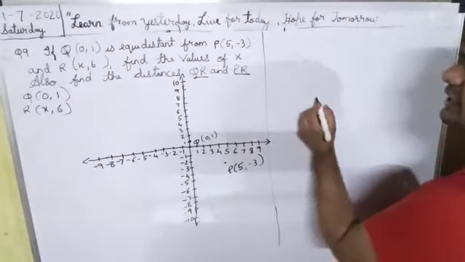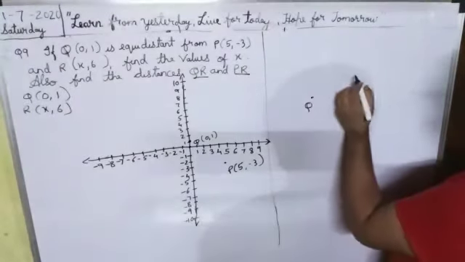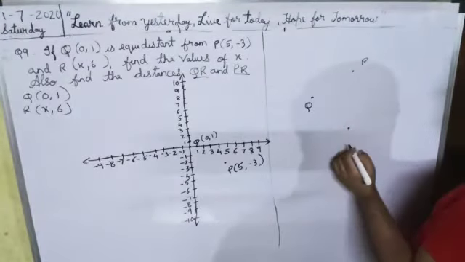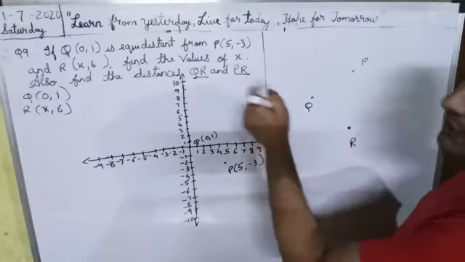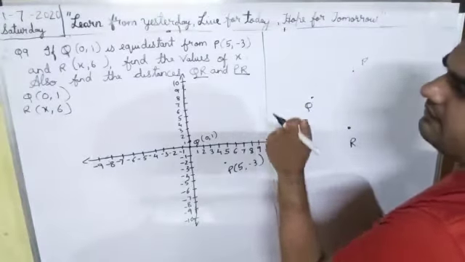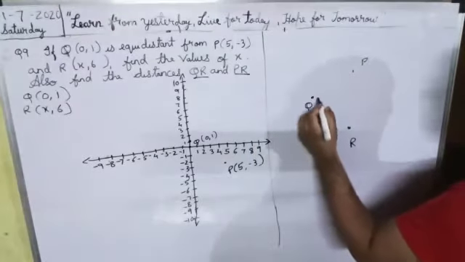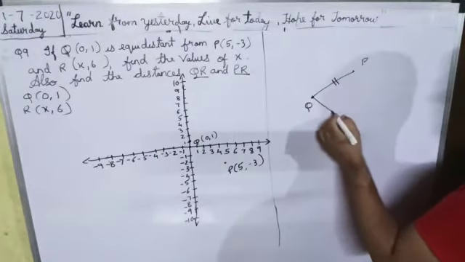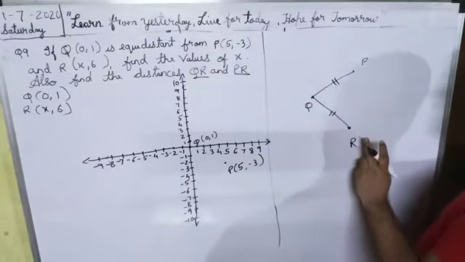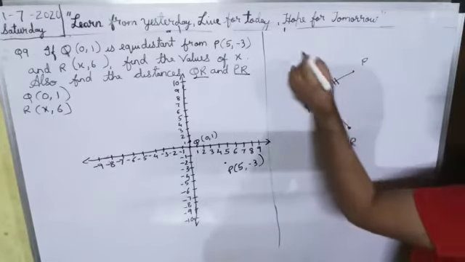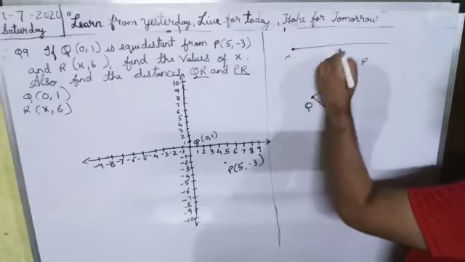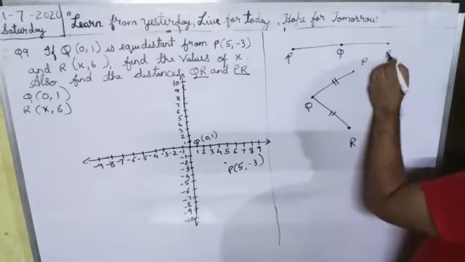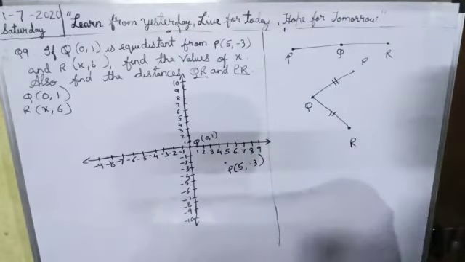So in rough, there are 3 points. Q is here, P is here, and R is here. Now Q is equidistant from P and R, so it means QR and QP will be of the same distance. The figure may be like this, or it may be linear also, with Q in between, here P and here R.